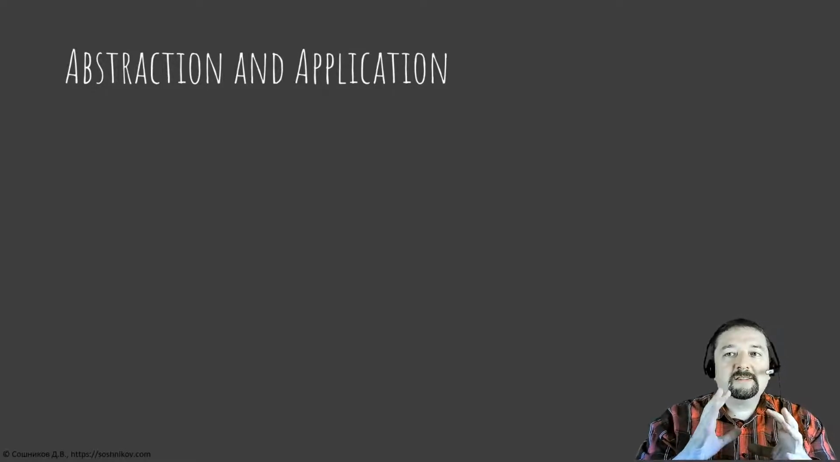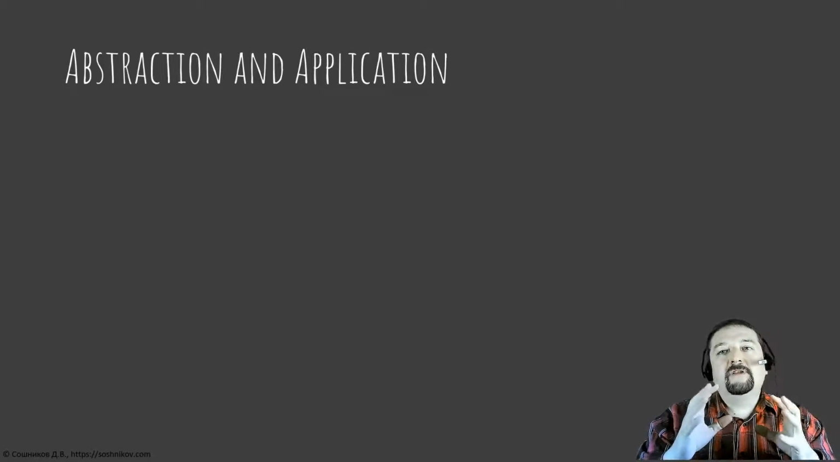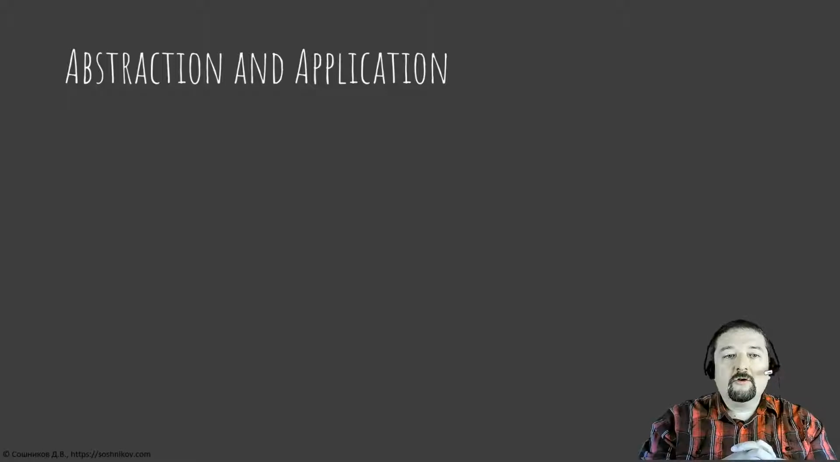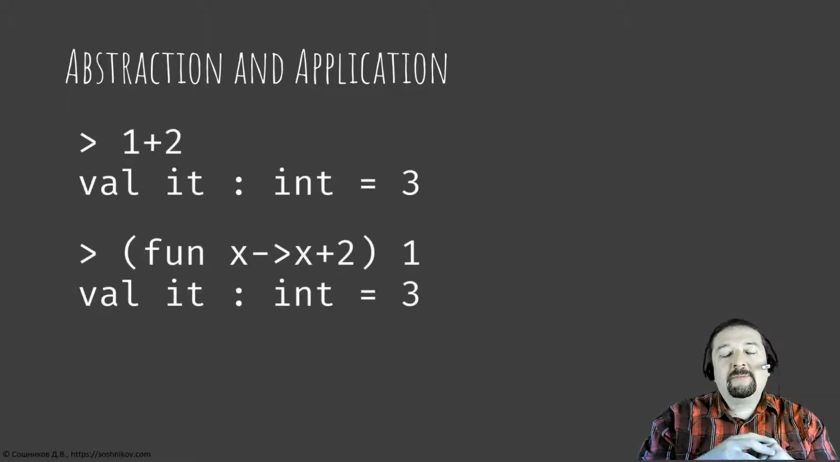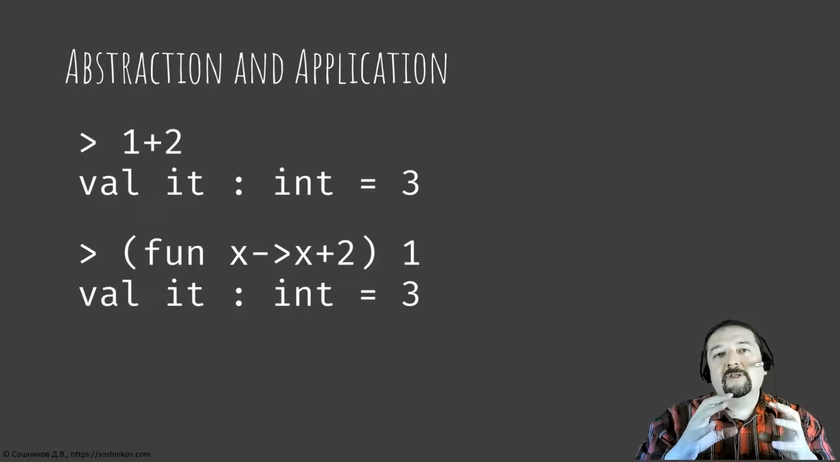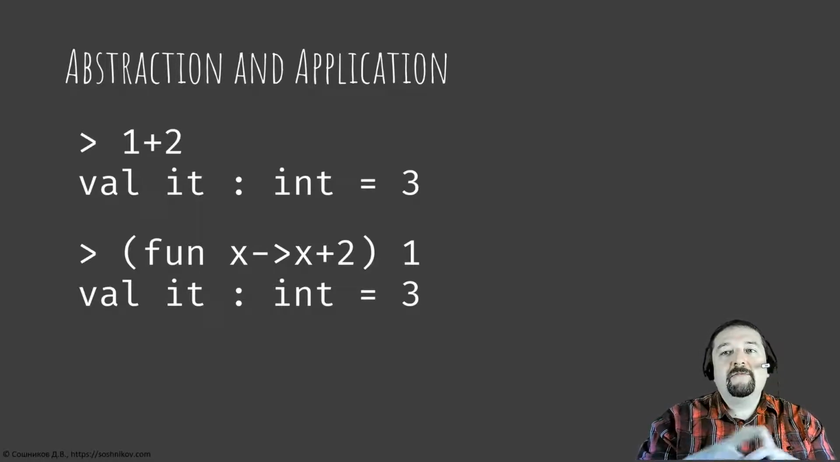So let's start by talking about the main concepts of lambda calculus. In fact, this beautiful theory is based on just two mathematical concepts: abstraction and application. So what is it? Abstraction is when you apply function to an argument. So for example, you have the function plus, and you can apply it to an argument 1 and 2 and get the result 3.